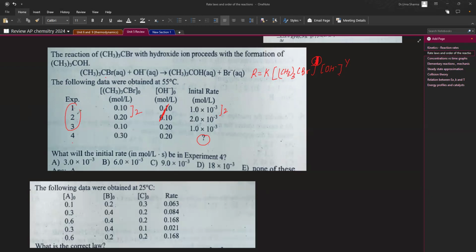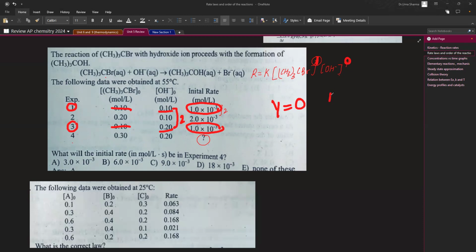Okay. Now I'm going to take 2 and 3. Not 2 and 3. Which 2 experiments should I take? I will take experiment 1 and 3. Then this is cancelled. And this is doubled. And what is happening to the rate? So what is y? Yes, Vinaya, very good. No change. So this is 0.